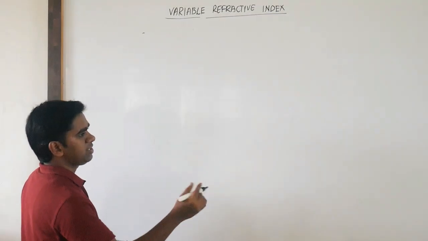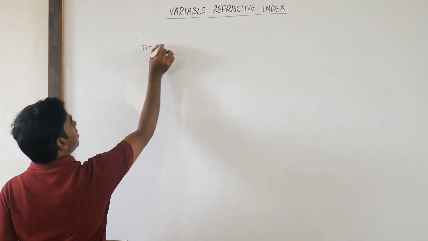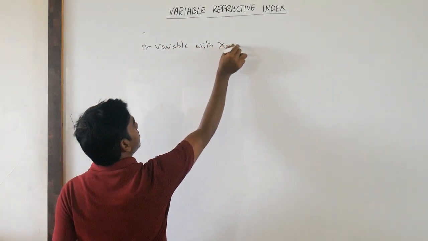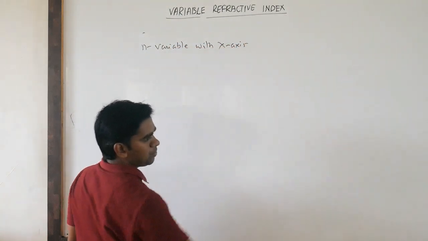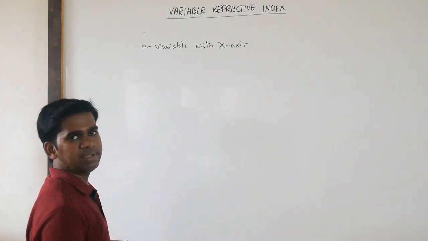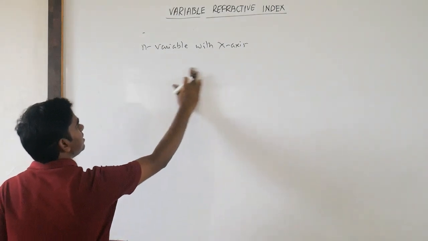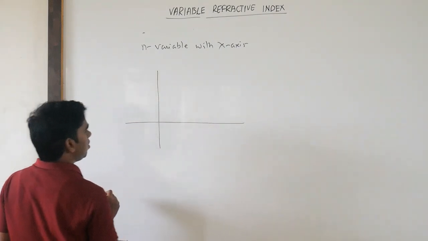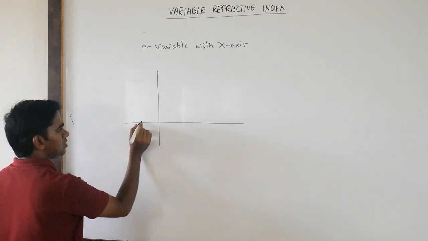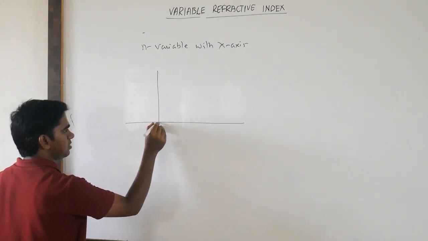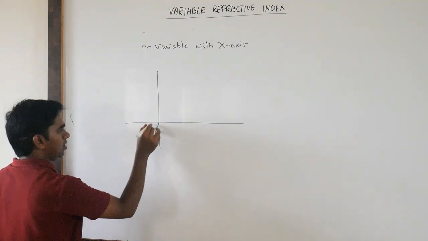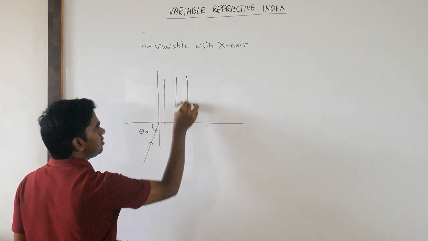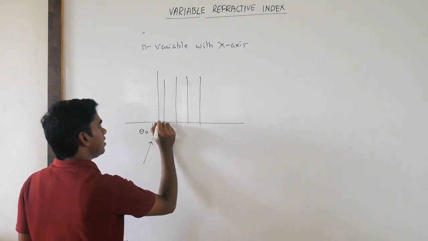Now we'll go with the next one, that is when n is variable with the x-axis. Last, we solved for when n is variable with y. Now n is variable with x. If this is the case, how can we solve the problem? In this case, the grazing angle is along the x-axis, meaning this is going to be your angle of incidence, this is your theta naught. Strips are there like this. So here the ray of light will what?